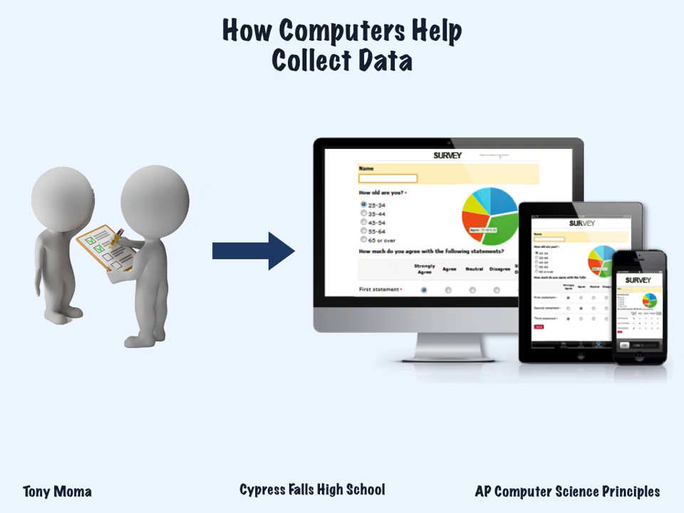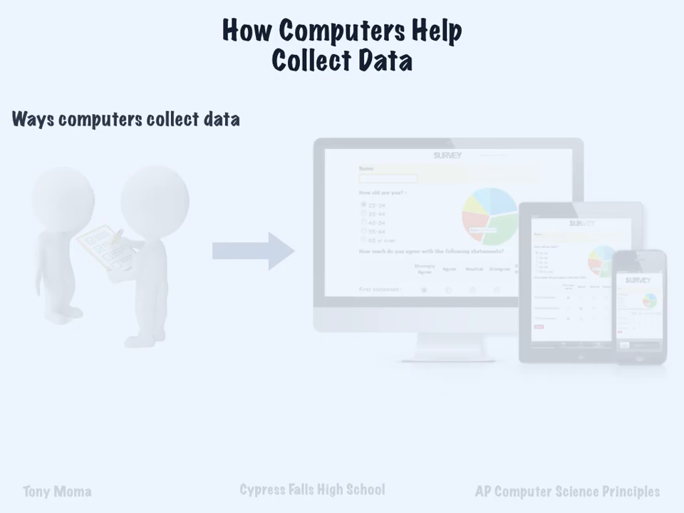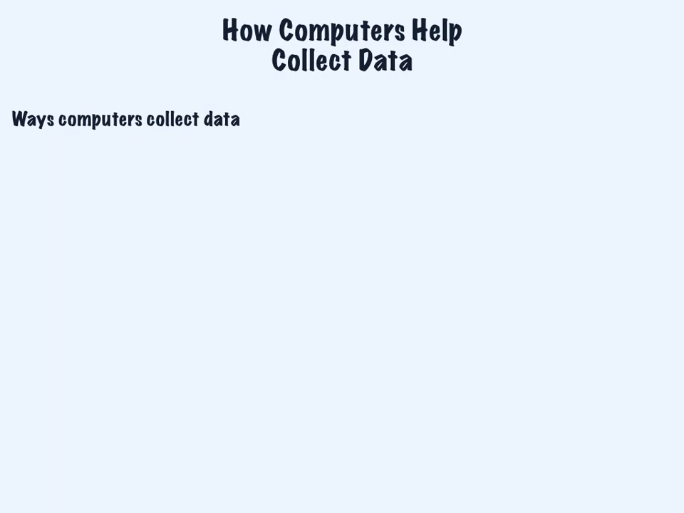How computers help collect data. Ways that computers collect data include polls and surveys, and cell phone information. As you know, cell phones keep track of which apps you use and how often you use them, and they also keep track of all the different locations that we visit, among other things.